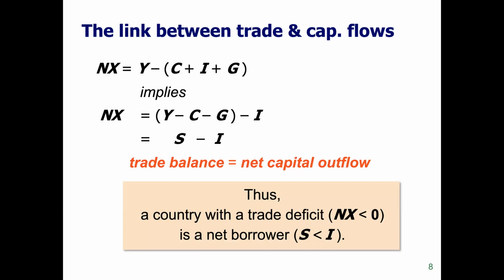Okay, a country with a trade deficit is going to be a net borrower. A country with a trade surplus is going to be a net lender in terms of the new flows.